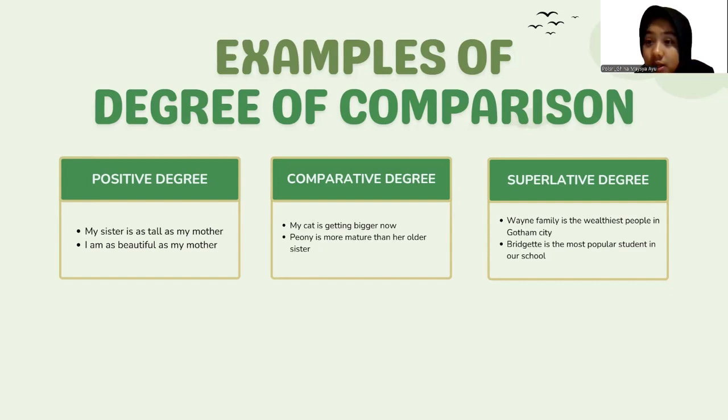Now let's talk about the superlative, the most. For example, here we have Wayne family is the wealthiest people in Gotham City. The wealthiest, the most rich people, the richest people, you can say. Now, the second example, we have Bridget is the most popular student in our school.